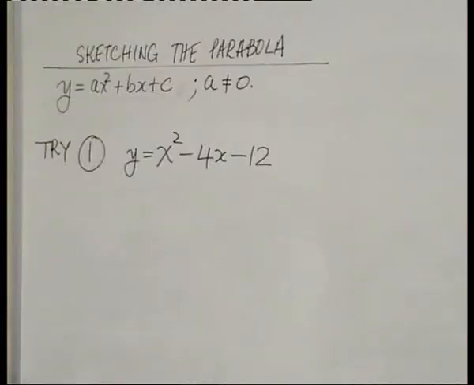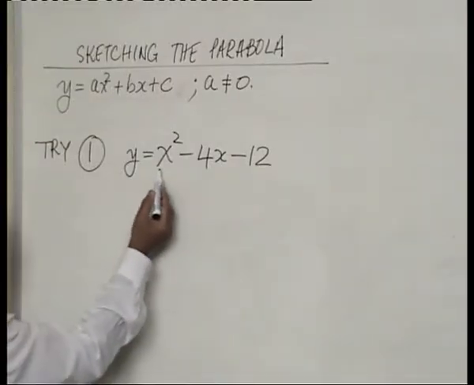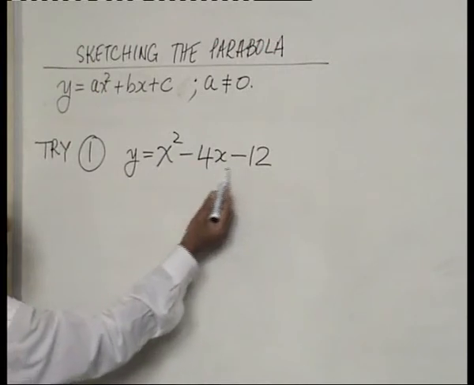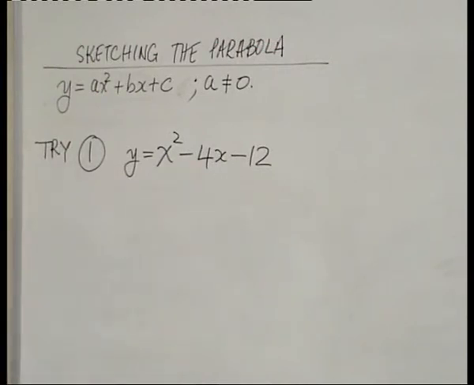Try this parabola quickly. y is equal to x squared minus 4x minus 12. Do your 5 steps and then do a rough sketch for the parabola.